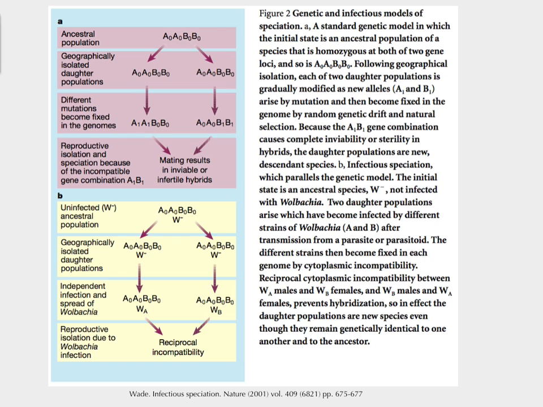And so males from here won't have offspring with females from here. Males from here won't have offspring with females from here. And so it leads to reproductive isolation, just through this infection, rather than to any other genetic trait. Does that make sense? So it's one potential mechanism for having speciation driven by this bacteria.